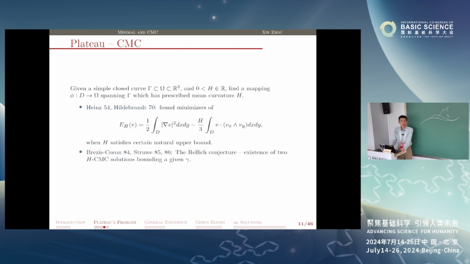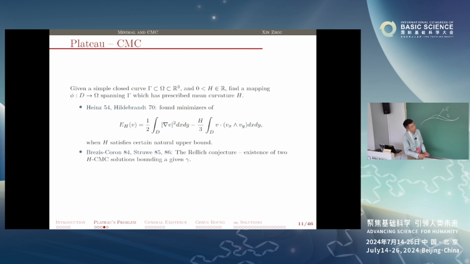So now let's move on to the more general setting, the CMC Plateau problem. Everything is similar. You still have a wire in our space. This time, instead of spanning it by a surface with vanishing mean curvature, I want to span the boundary by a surface with some constant mean curvature, or prescribed mean curvature H. This problem was studied by Heinz and later on by Hildebrandt. They consider this functional. You see the difference compared with the Dirichlet energy. The leading term is still the Dirichlet energy, and they put a Lagrange multiplier term.